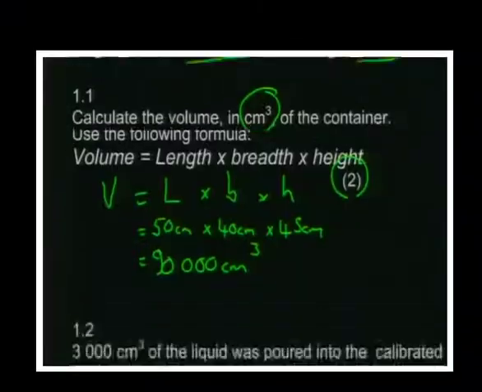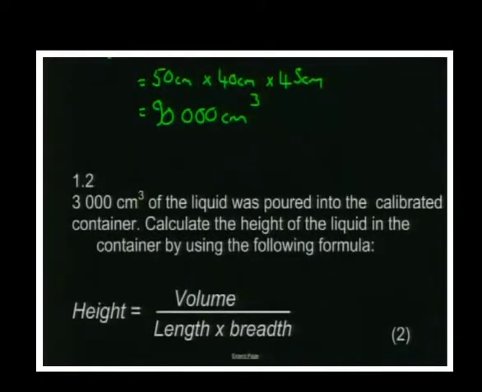Folk, 2 marks. Where are those marks going to come from? First of all, 1 mark is going to be given for substituting the 50, the 40, and the 45. And the other mark is going to come from the actual answer of 90,000 centimeters cubed. Simple? Of course it is. It's straightforward. Let's look at the next one.